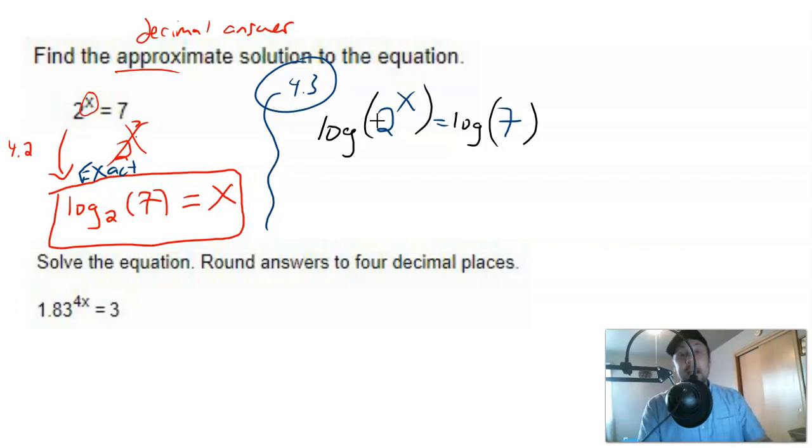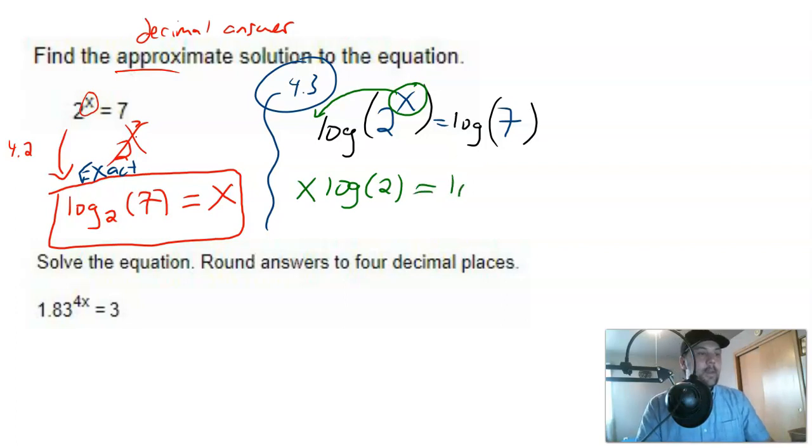And now I can use the power rule that we just learned to bring this exponent and multiply it down in front of this logarithm. So that takes the variable x, which was stuck in the exponent, and brings it down to the ground level, where then I can solve it by using my usual methods, adding, subtracting, multiplying, dividing, right?